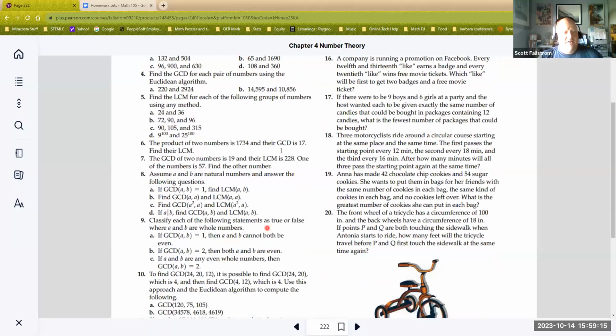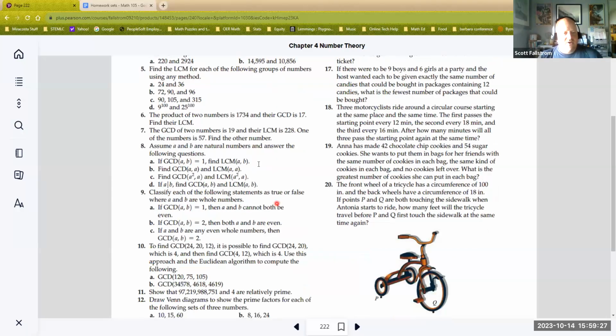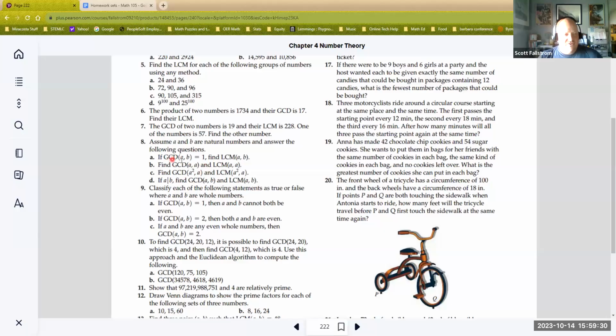Okay. Let's see here. The product of 2 numbers is this. Their GCD is this. Remember, the GCD times the LCM is equal to A times B when you have 2 numbers. So that's what question 6 and question 7 is saying. Question 8 is, if the GCD is 1, find the LCM. Oh, huge hint here, right? The GCD times the LCM is equal to A times B. So if the GCD is 1, then the least common multiple is just the 2 numbers multiplied together.